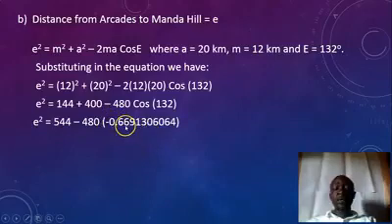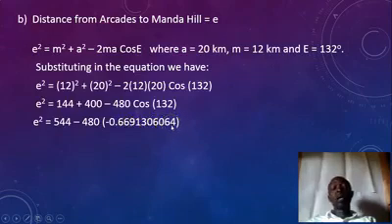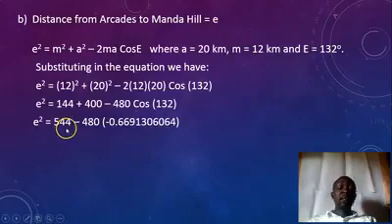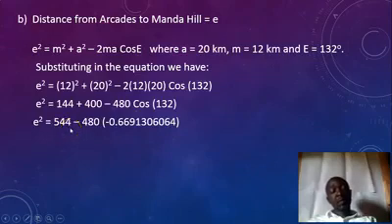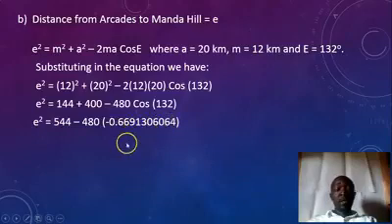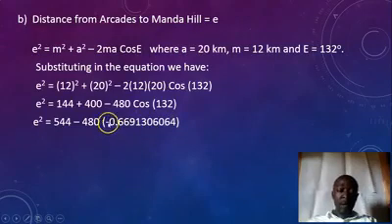So cos 132 is negative 0.669130664. Make sure you write the whole number, or you include as many decimal places as possible for accuracy. Now at this stage, I've seen that learners make a mistake of subtracting 544 minus 480. Don't do this, because 480 is not just a single number. You have to multiply by this number in the brackets, by the cosine, because this is one number. So before you do anything, you have to make sure that you multiply this 480 by the negative 0.669130664.